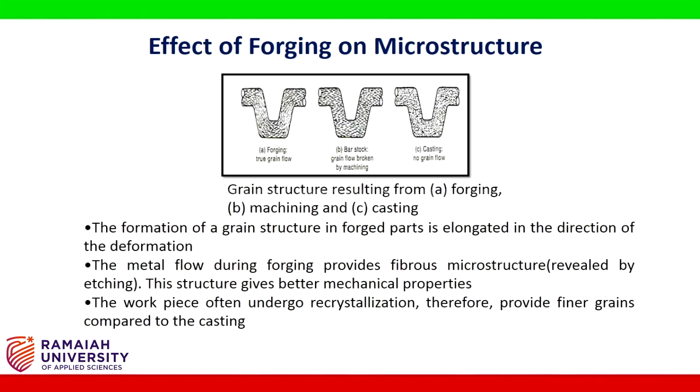Effect of forging on microstructure. The grain structure in forged parts is elongated in the direction of the deformation. The metal flow during forging provides a fibrous microstructure revealed by etching. This structure gives better mechanical properties. The workpiece often undergoes recrystallization, therefore providing finer grains compared to casting.